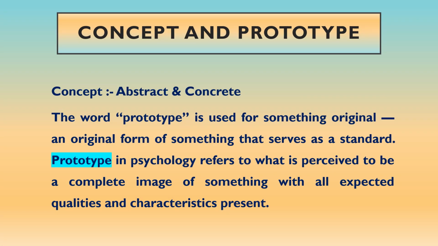What is a concept and a prototype? Concept, we know that natural and artificial concepts are there, and abstract and concrete concepts are also there. For example, the complex and abstract concepts like justice, then the concrete concepts like bird, etc. are there.